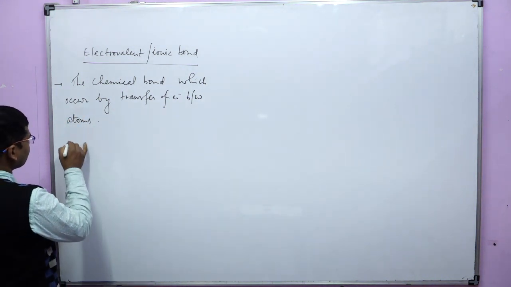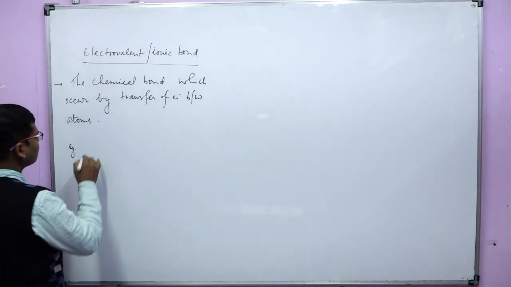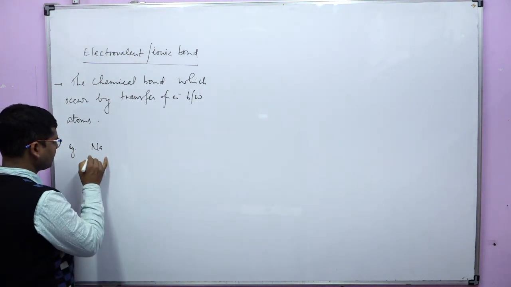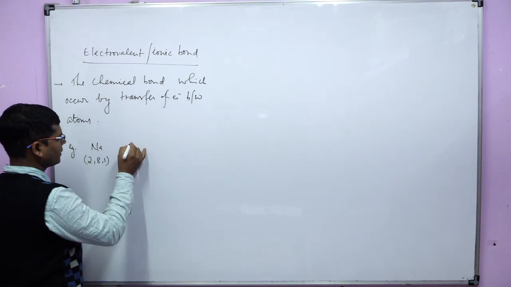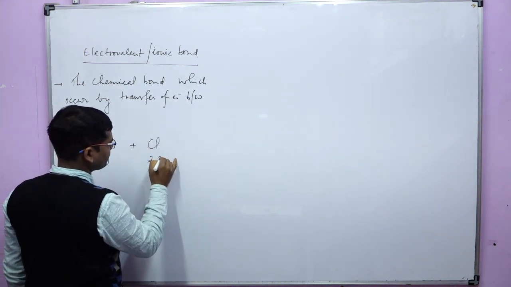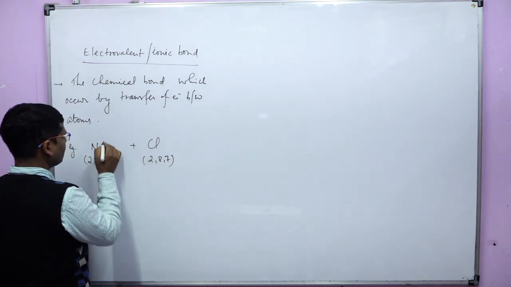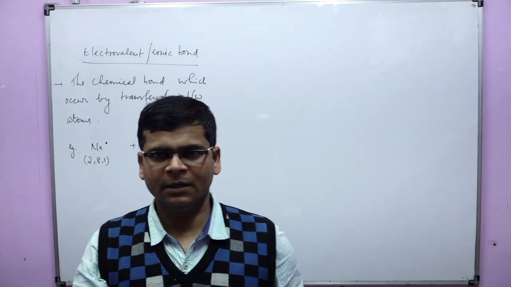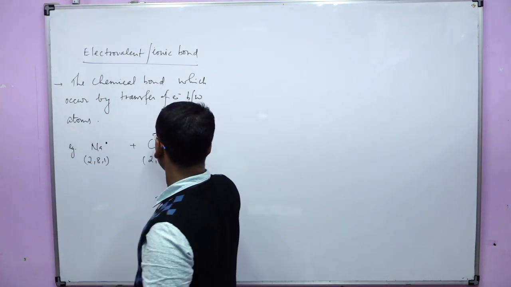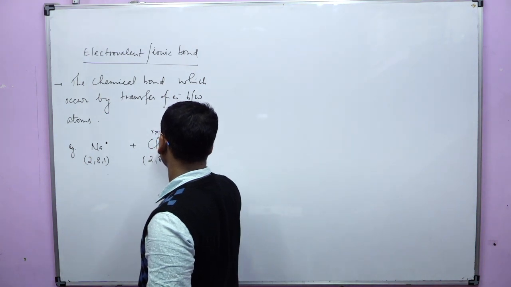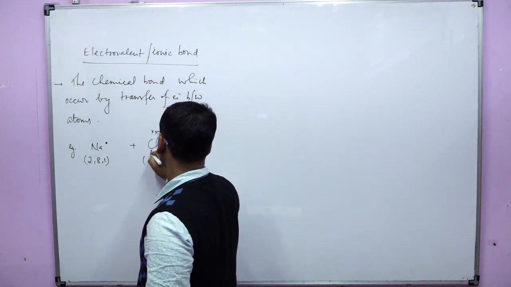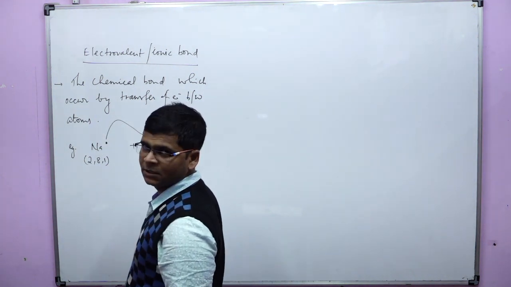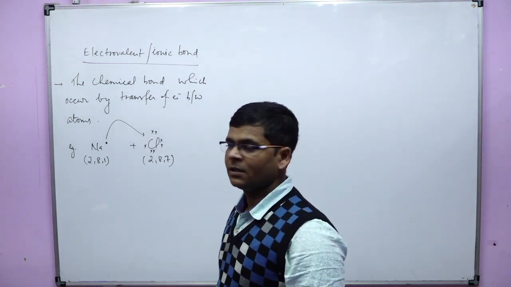For example, let us take sodium. If you say electronic configuration, then it is 2, 8, 1. Then chlorine, it is 2, 8, 7. So I will show here only valence electrons of sodium and chlorine. To make a difference, I will put a cross for each valence electron. So it has one electron and it is easy to transfer to chlorine atom.